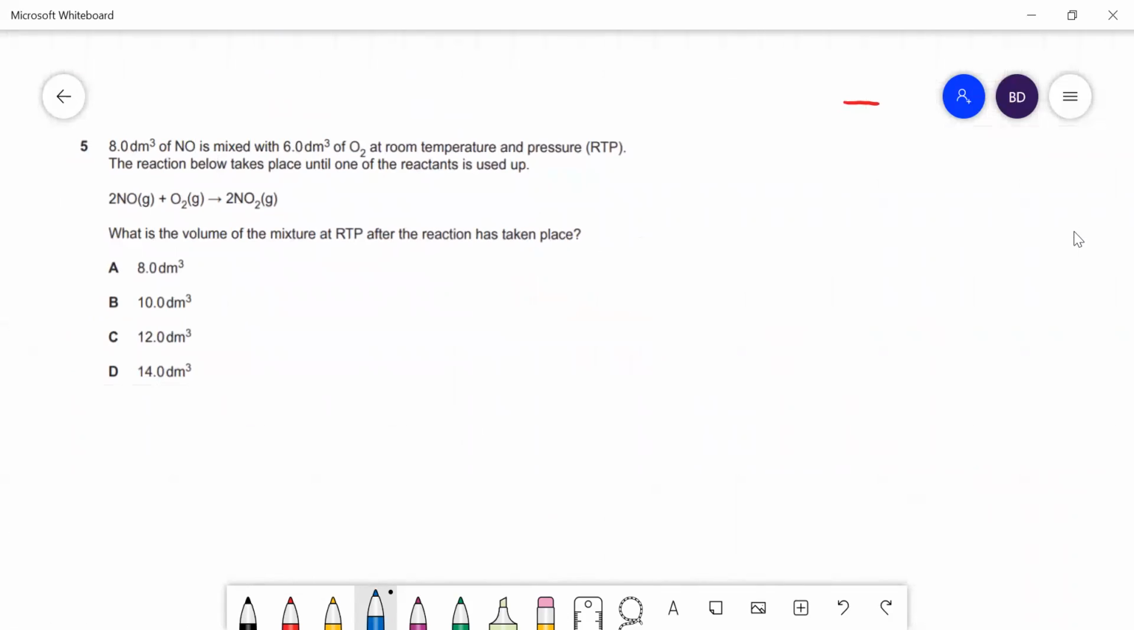Okay, so this is about volumes of gases. So we've got 2 moles of NO react with 1 mole of O2 to give us 2 moles of NO2 gas. Don't forget, if it's the same volume of gas, it has the same number of moles. It doesn't matter what the gas is. So let's see, we've got 80 centimeters cubed of NO.